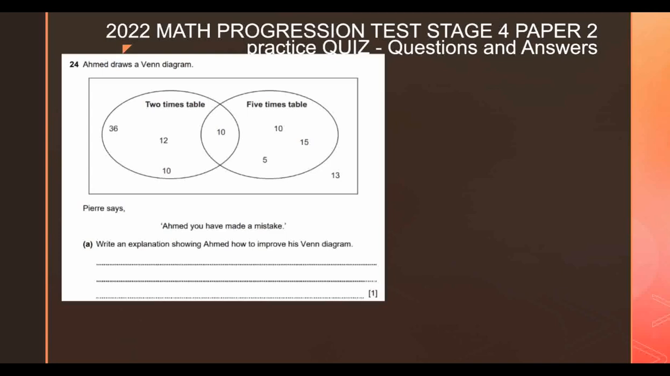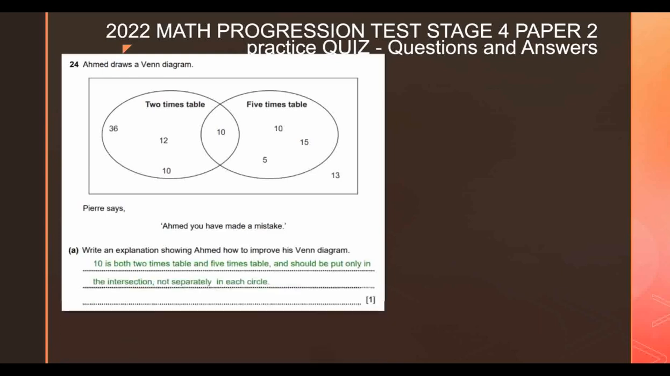So if you have not finished, you may pause this video. The answer is 10 is both in the 2 times table and the 5 times table, and should be put only in the intersection, not separately in each circle like here.